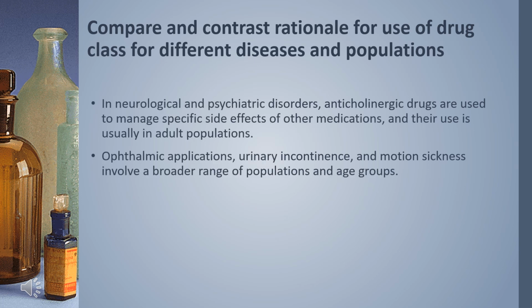Next, in neurological and psychiatric disorders, the anticholinergic drugs are used to manage specific side effects of other medications. So they're usually used in adult populations. Here we also say that we are not going to use anticholinergic drugs for neurological and psychiatric disorders in young children. So there will be more risk of toxicity in them.